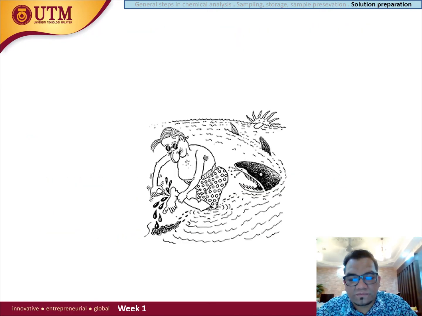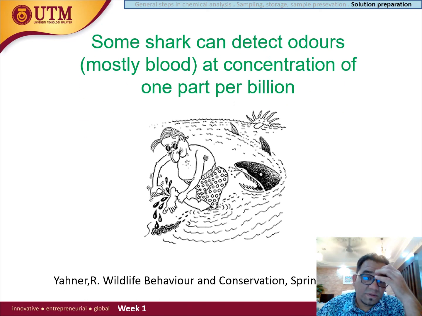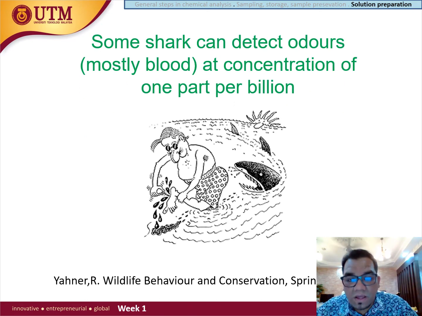Okay, let's see the photo. If someone feels bleeding, maybe in the open sea, the shark can smell the blood from very far. That is the special ability of the shark. Some sharks can detect odors, mostly blood, at a concentration of 1 part per billion. Wow, the shark is very sensitive in its sense of blood detection.